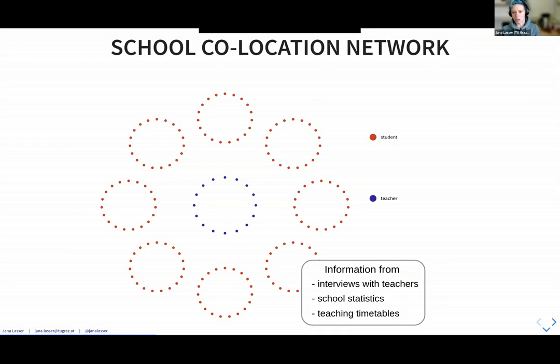We made use of the fact that schools are highly organized environments that have laws and timetables governing how they function. And we used information from the National School Statistics of Austria that gave us information on the average class sizes for different school types, the average number of classes, and the average number of teachers, as well as teaching timetables to figure out how many different teachers are teaching a given class.